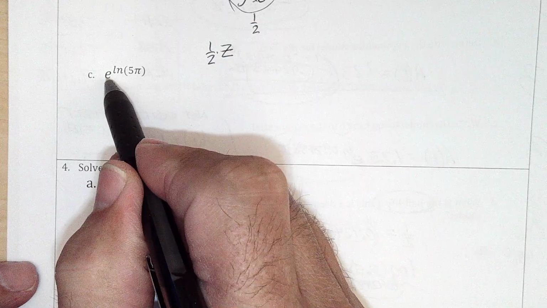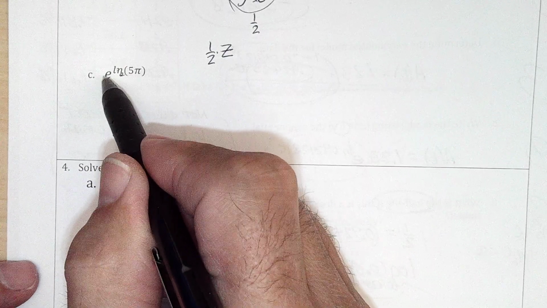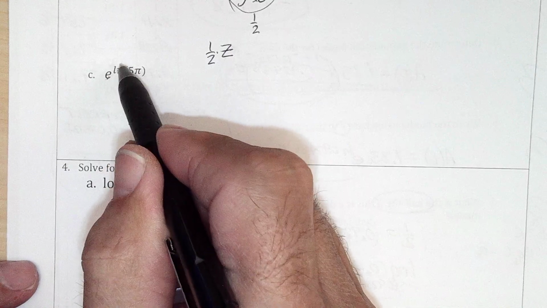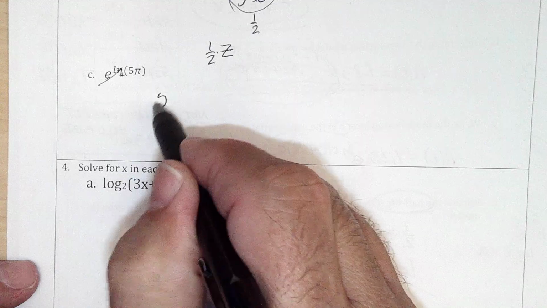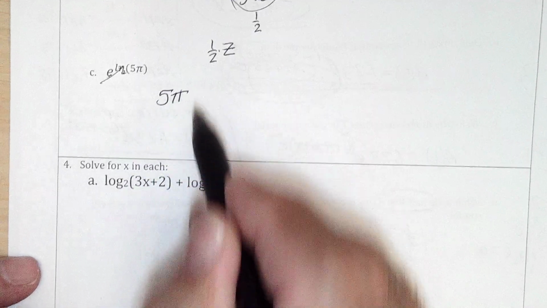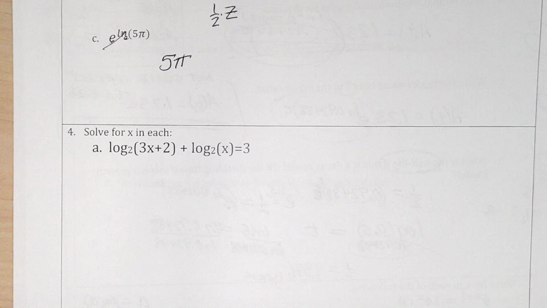Here we got e to log base e, and when we have e to a base and a log of the same base, they cancel out, and we just get 5 pi. Okay, next one.